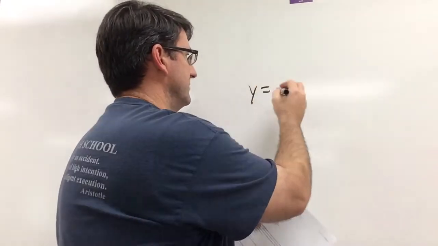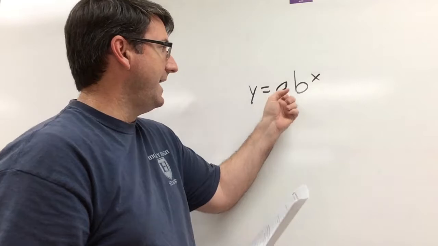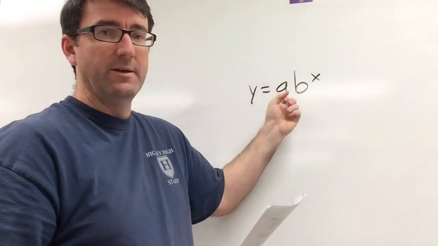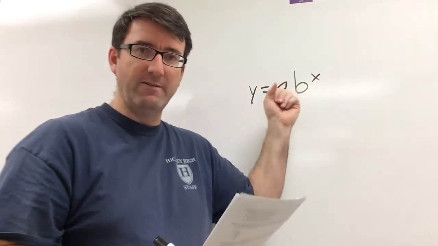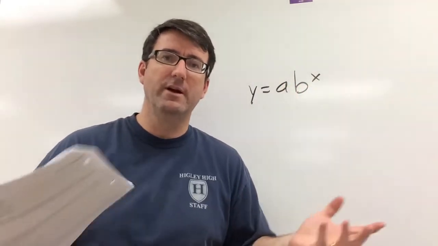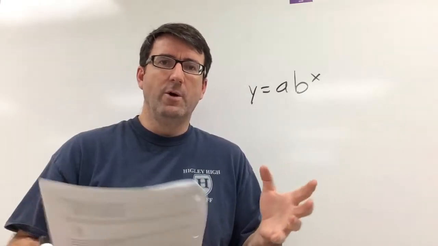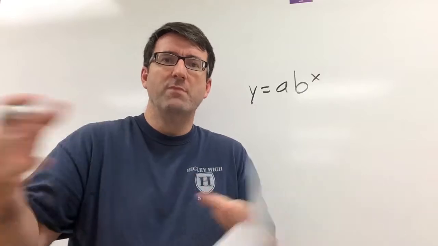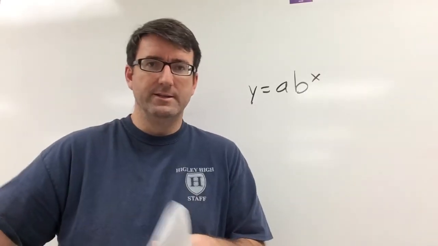an exponential function. Y equals a times b to the x, where a is the initial value and b is the growth factor or decay factor. If b is less than 1, it's going to be a decay factor. If it's greater than 1, it's going to be a growth factor. And the growth or decay factor just means what are we multiplying by each time to get the next number in the series.